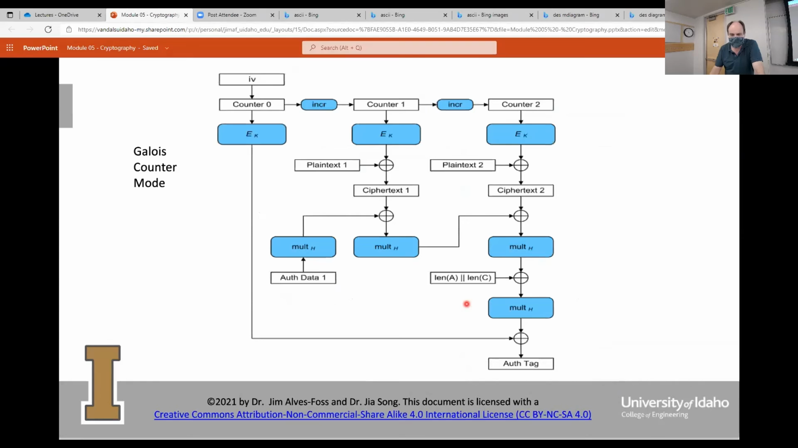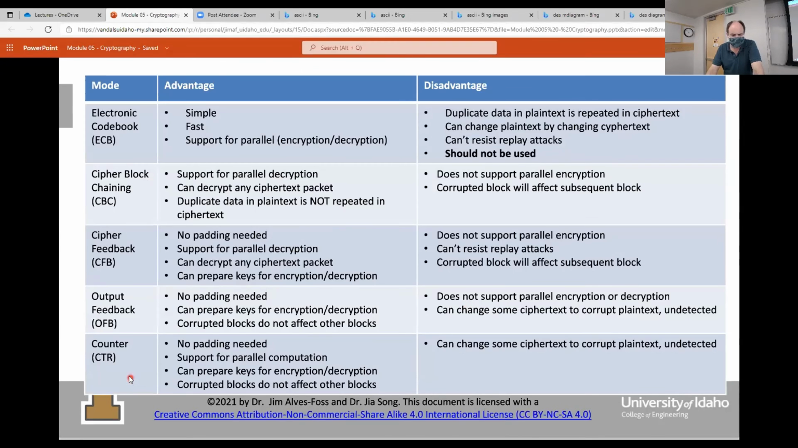Okay. Counter mode. We could change some ciphertext from plain text undetected in just the way it works.